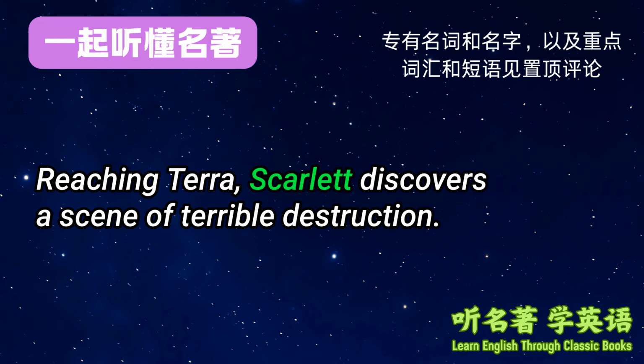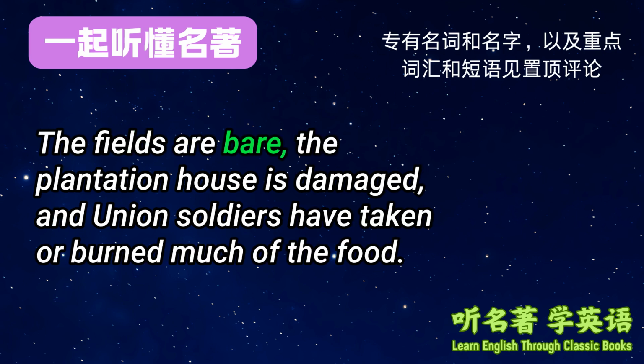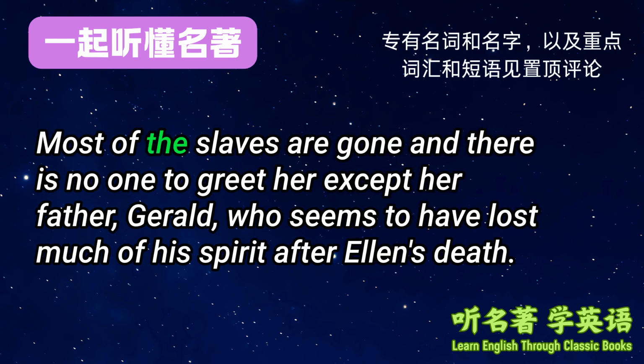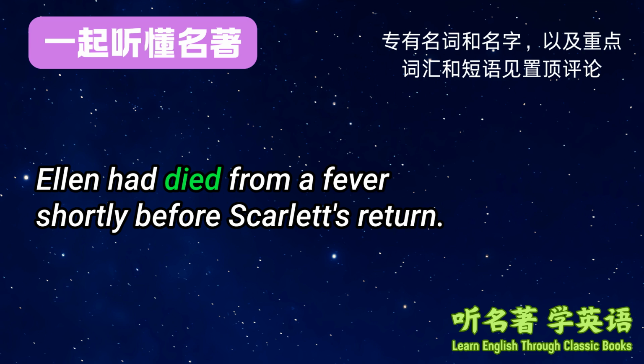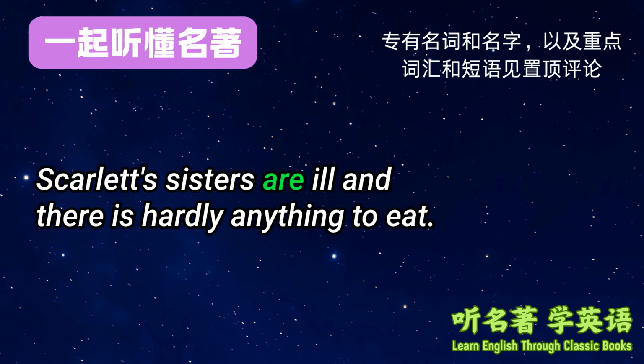Reaching Tara, Scarlett discovers a scene of terrible destruction. The fields are bare, the plantation house is damaged, and Union soldiers have taken or burned much of the food. Most of the slaves are gone, and there is no one to greet her except her father, Gerald, who seems to have lost much of his spirit after Ellen's death. Ellen had died from a fever shortly before Scarlett's return. Scarlett's sisters are ill, and there is hardly anything to eat.